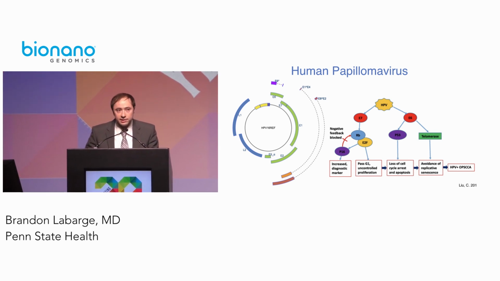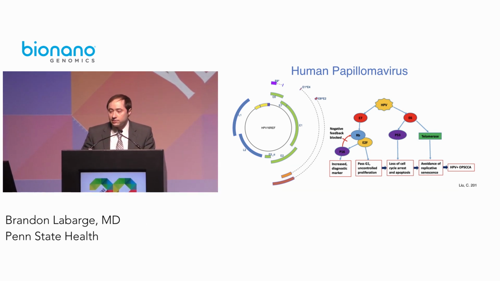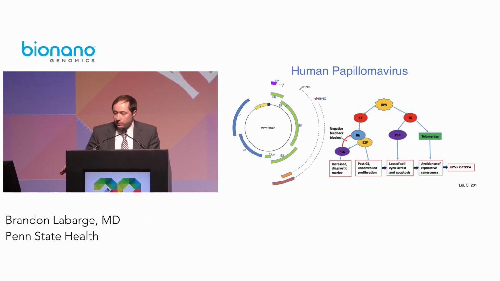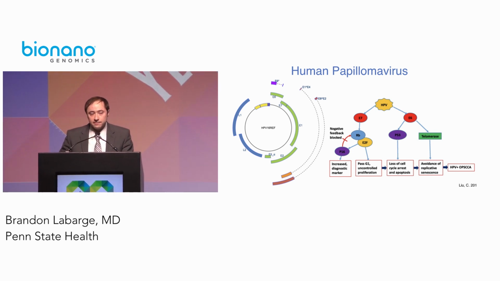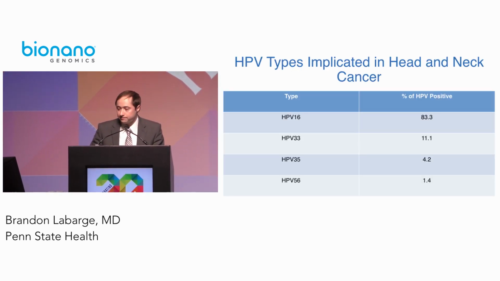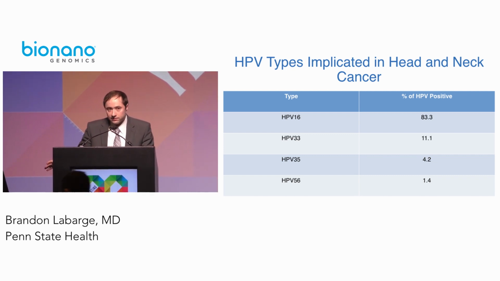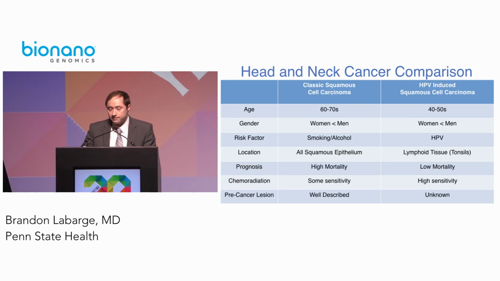Human papillomavirus, HPV, is a double-stranded circular DNA virus, approximately 8 kb in size. It has two very important genes, E6 and E7, which encode for viral oncoproteins, which disrupt P53 and RB, and are thought to be central for HPV's role in cancer development. There are multiple subtypes of HPV that are implicated in head and neck cancers. Greater than 80% are HPV-16, although a smaller proportion are other subtypes like HPV-33.